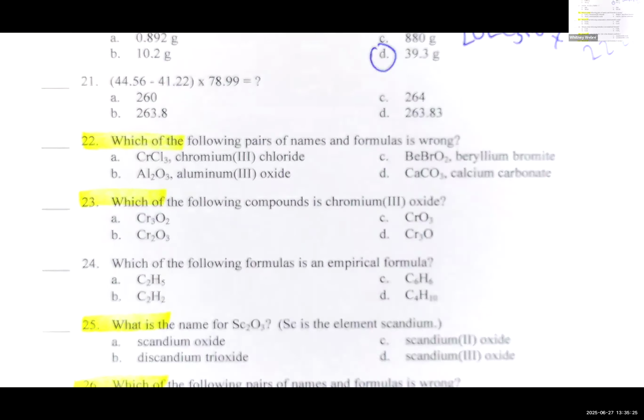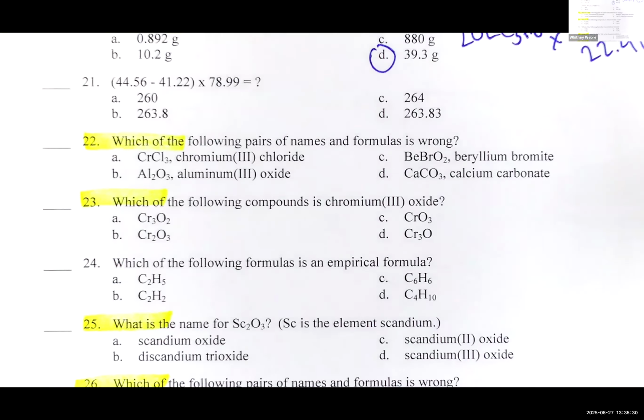Y'all like light on it or off it? It's not focusing.